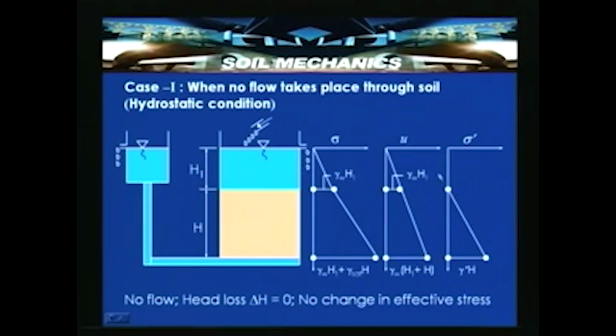So, the effective stress is nothing but total stress minus pore water pressure. That is obtained here as 0 at the top, and at this point gamma W H1 minus gamma W H1 is 0. At the bottom, when you subtract, gamma W H1 plus gamma sat H minus gamma W H1 minus gamma W H reduces to gamma sat minus gamma W times H, that is nothing but gamma dash H, the submerged unit weight of the soil times H.